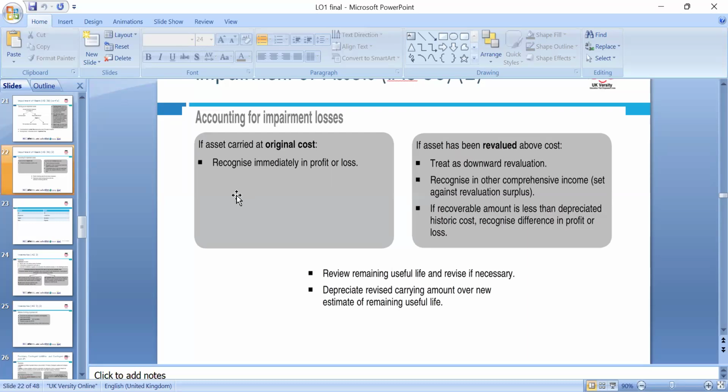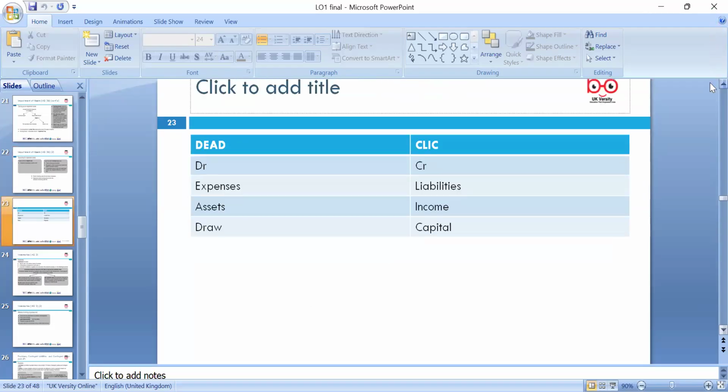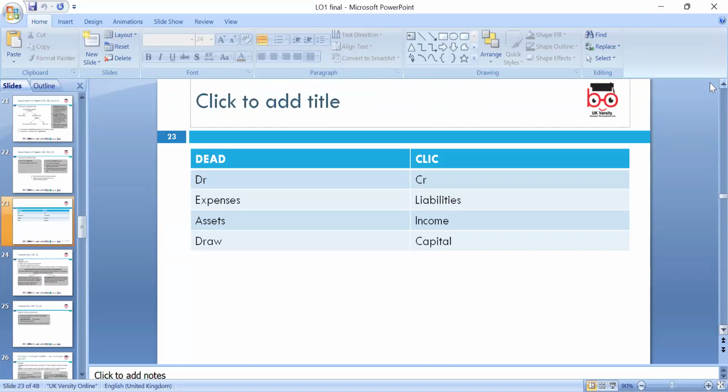Otherwise, we'll move on to the accounting of impairment. Those need to be recognized in the financial statements. Whatever you do, always use double entry bookkeeping. We use the words debit and credit. What goes on the debit side: expenses, assets, and drawings, when those increase. When they decrease, the opposite of debit is credit.